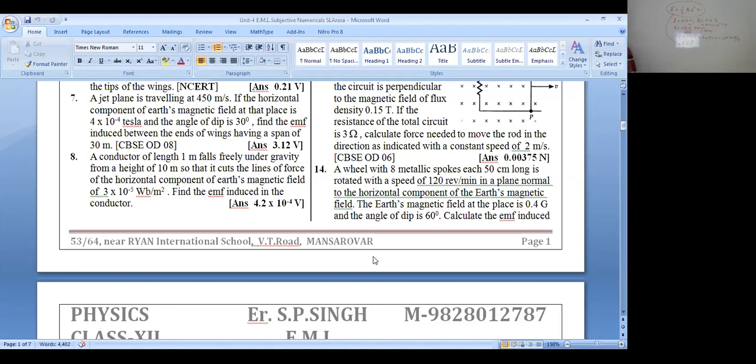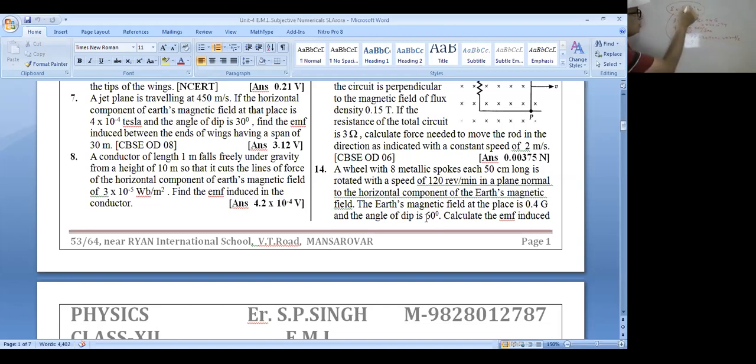If it is rotated vertically, which component is linking? If it is rotated horizontally, which part of this magnetic field is linking? Only this. So the Earth's magnetic field at that place is 0.4 Gauss. The Earth's magnetic field is given, it means here we have to find out dV.